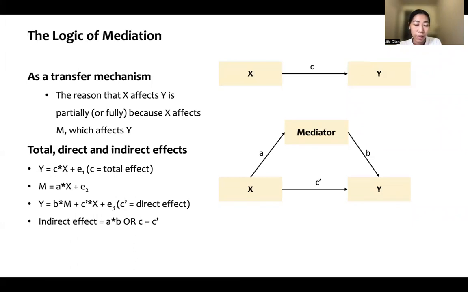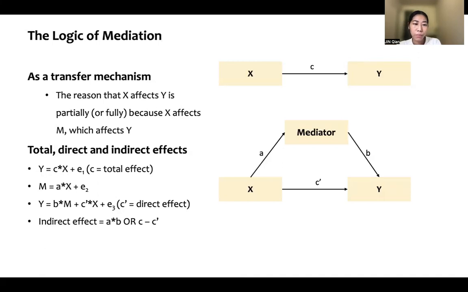We have talked about mediation, and we know that mediation is a causal mechanism or a causal network. We can see that it is a transfer mechanism, because mediation explains the reason that X affects Y, partially or fully. X will lead to M, the mediator, first, and then the mediator will affect the dependent variable, Y. So it is like a transfer mechanism.